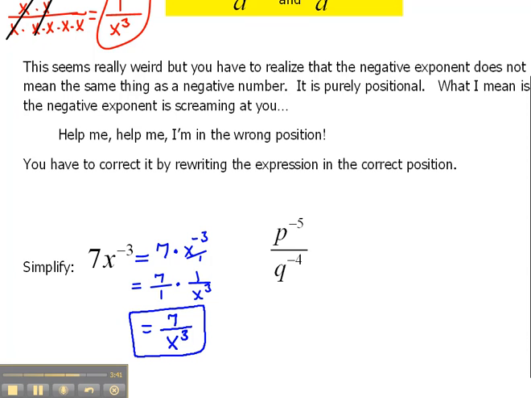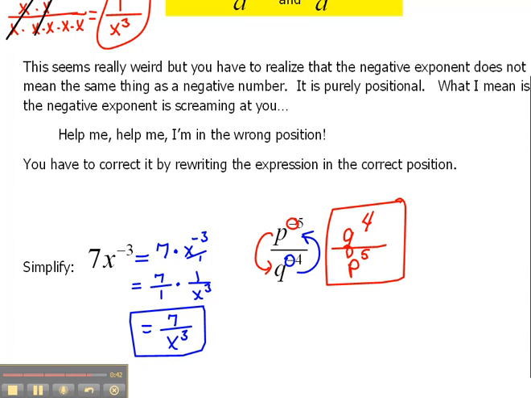Now, as you start getting better at these, you'll start to see some shortcuts. Here we have a problem that says p to the negative 5 over q to the negative 4. Well, this negative exponent right here is telling us that this is not in the right position. This p actually belongs on bottom, p to the fifth. And then again, this negative exponent is telling us that this q is in the wrong position. We have to move it up to the top. So that means we're going to have q to the fourth on top. We've corrected the negative exponents, and there's nothing else that we can do with this.